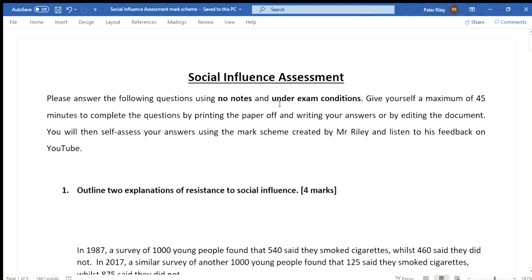When we return to school, we will do an assessment for social influence now we've finished the topic. So you will have the opportunity to do it under test conditions, hopefully before the summer. If not, it'll be in the first week that we return back to school. But don't worry, we'll do a little bit of revision beforehand in class together to make sure that there's no gaps.